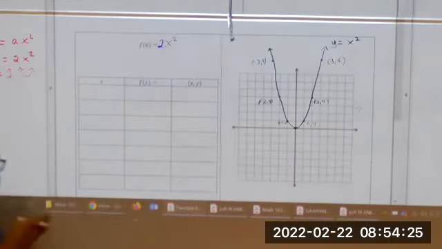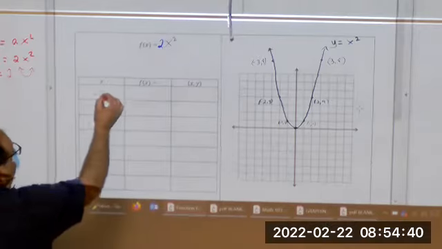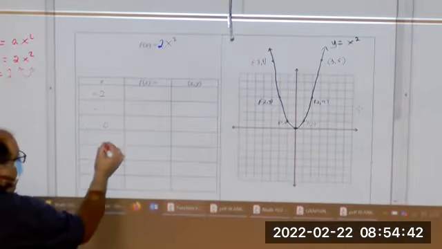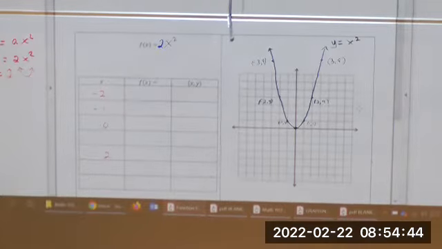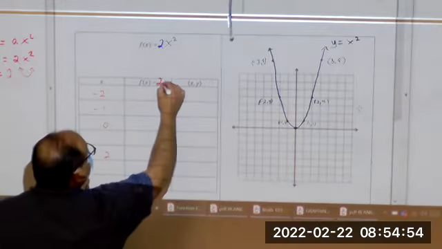So we don't need as many points. We already know what it's going to look like. So we don't need to plug in as many points. Instead of all the way from -3 to +3, I'm just going to go from -2, -1, 0, 1, and 2. That's all I really need to do. Because I know it's going to have symmetry. We're plugging it into 2 times x squared.